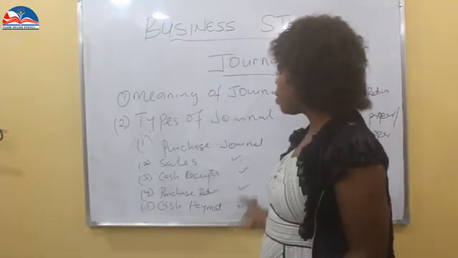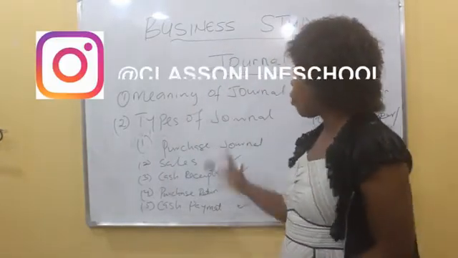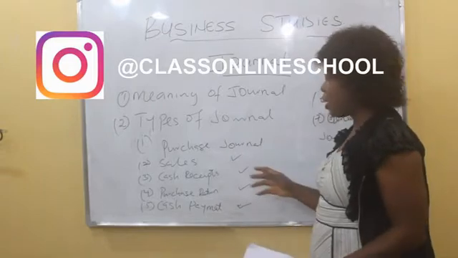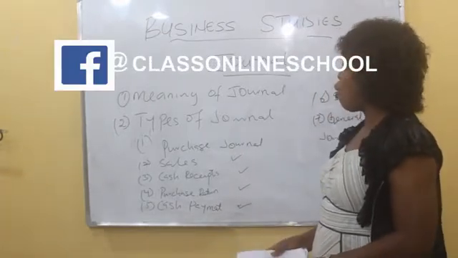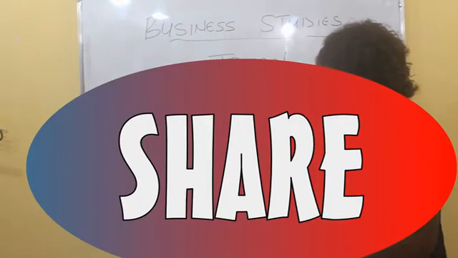We have seen the meaning, and we have seen the types. Let's take an example of the format of a journal.